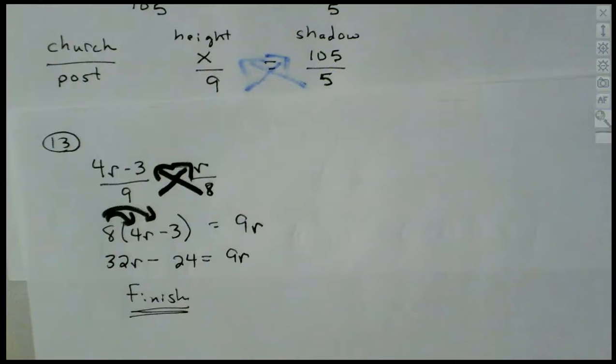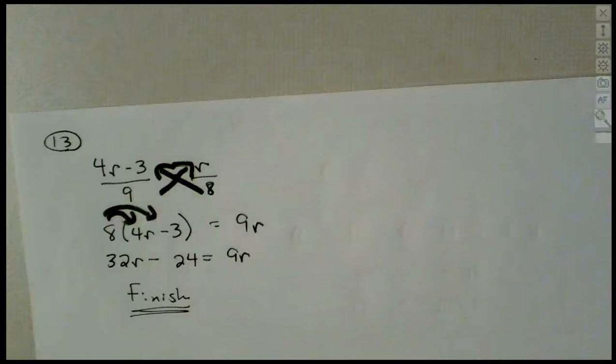So all you're going to have to do is just simply move that 32r over, then divide, and you'll find the value of r. So you've solved a lot of these before. So this is not going to be anything new, and you should be able to solve it.